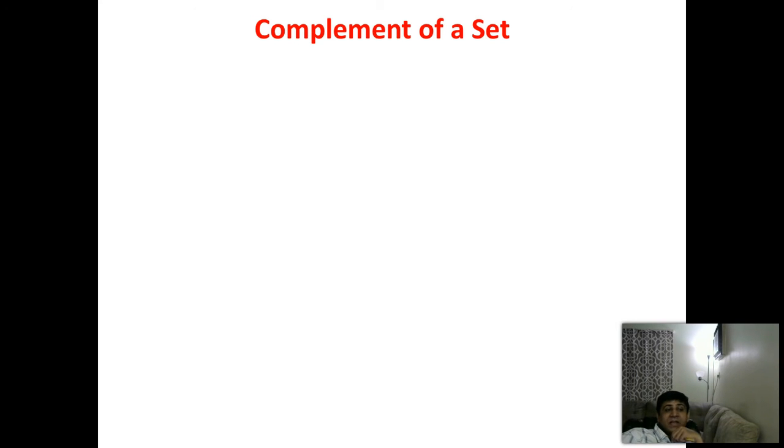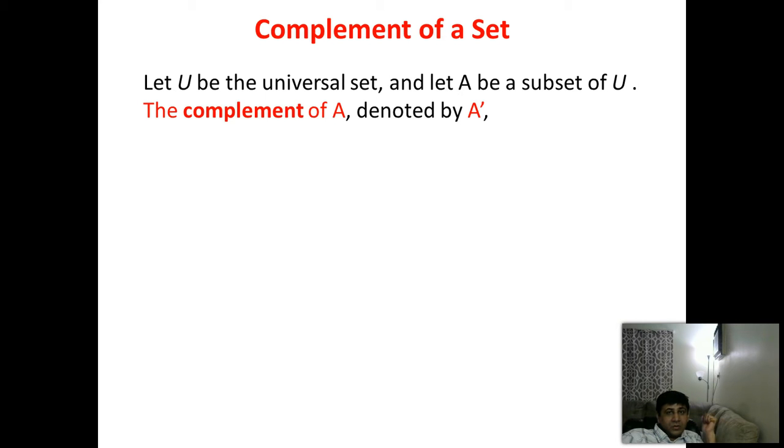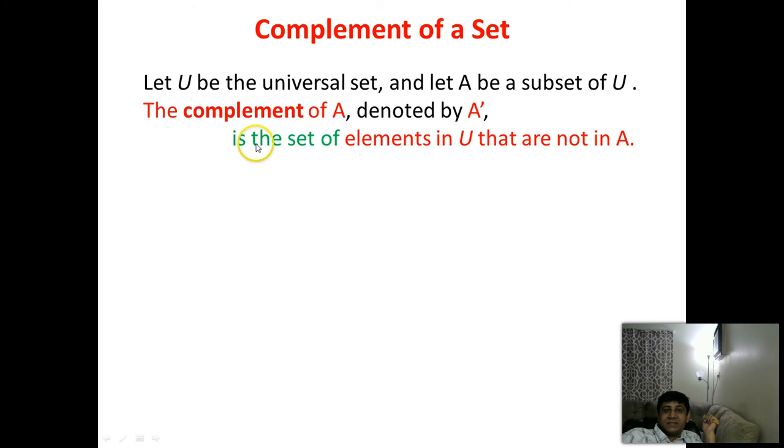Now the next big thing in this section, and a very important thing, is known as the complement of a set. Suppose we have a universal set given to us, represented by U, and our set of interest is A, which is a subset of the universal set. The complement of set A, we will denote by A prime. It is the set of all elements in U that are not in A. So from U, we exclude all the elements that are in A.